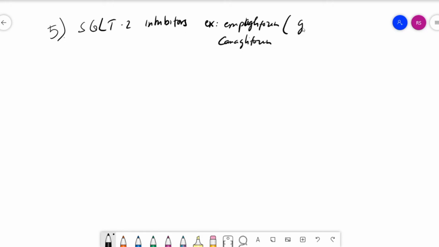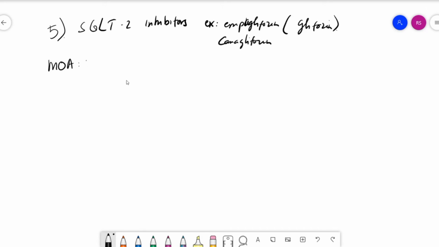Number 5 would be the SGLT2 inhibitors. Some examples of this drug are empagliflozin and canagliflozin. If you see anything that ends with gliflozin, it is this class of drug, SGLT2 inhibitors. The mechanism of action is that it works in the kidney.